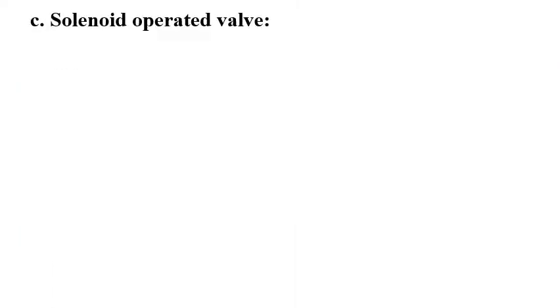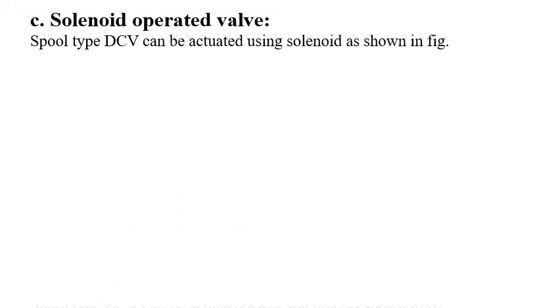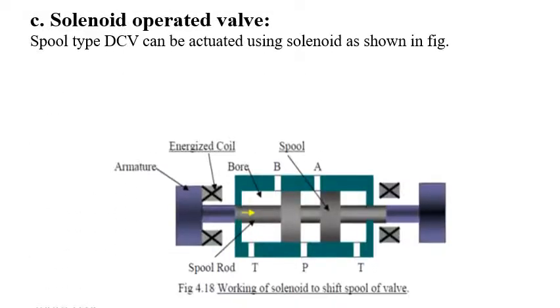Now we'll move on to solenoid operated valve. Here a solenoid is an electromagnetic coil. When it is energized, it creates a magnetic force that pulls the armature. The armature is connected to the spool of the valve, and the valve gets actuated. Solenoid actuation provides flexibility in hydraulic system design. System commands can be obtained from signals in any part of the circuit.